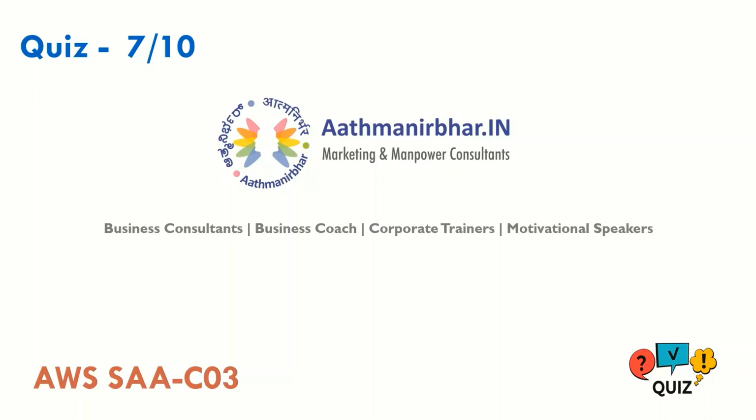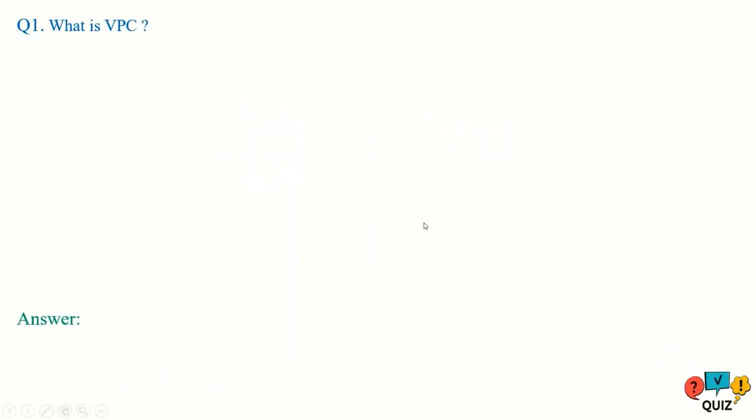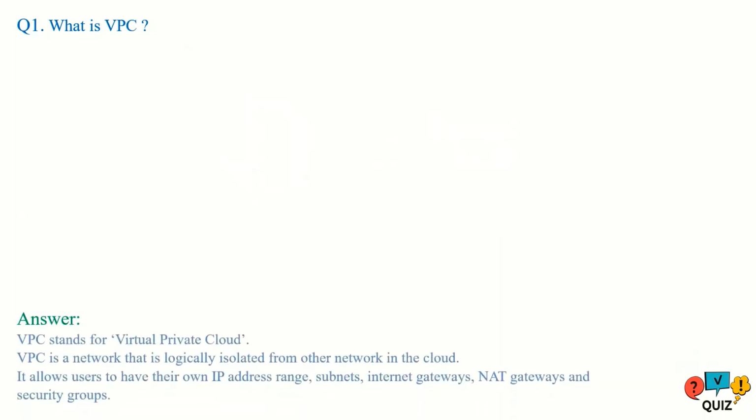These questions are based on general interview questions. Here is the first one. What is VPC? VPC stands for Virtual Private Cloud. VPC is a network that is logically isolated from other networks in the cloud. So it allows users to have their own IP address range, subnets, internet gateway, NAT gateways, and the security groups.